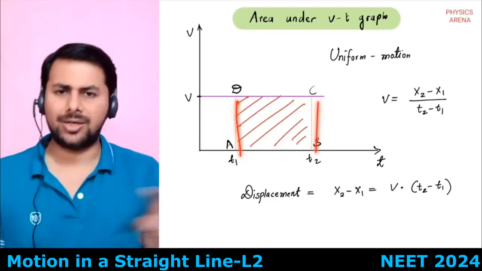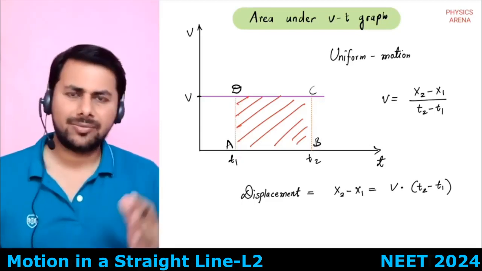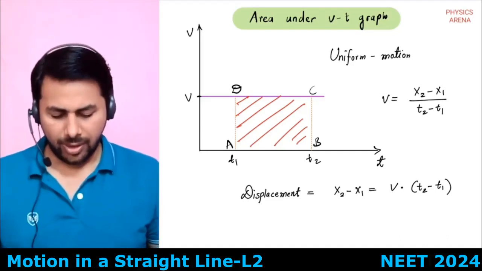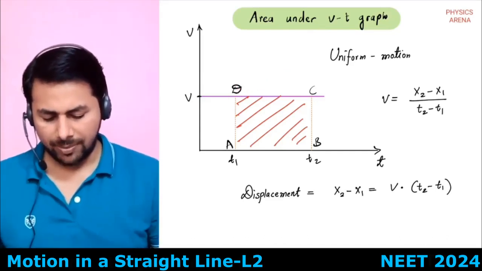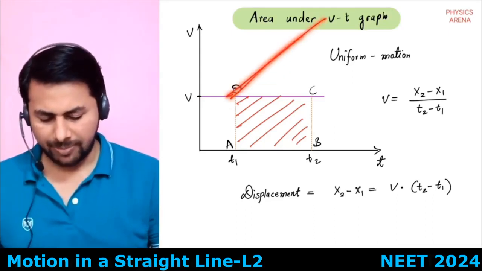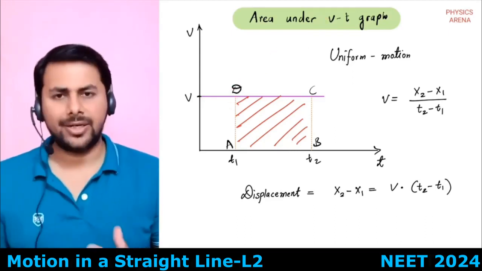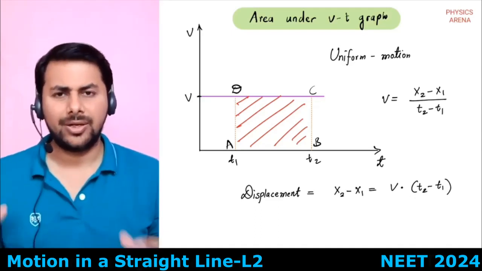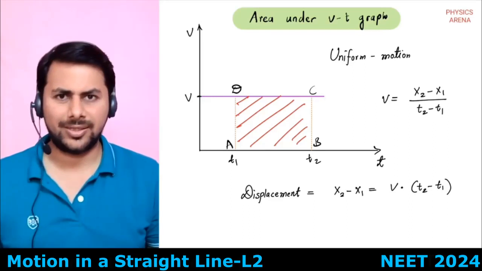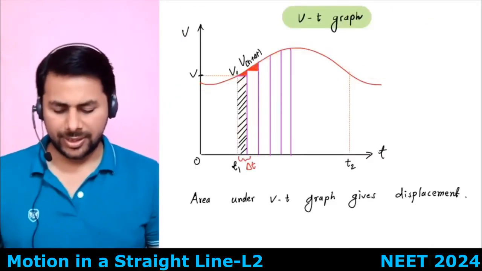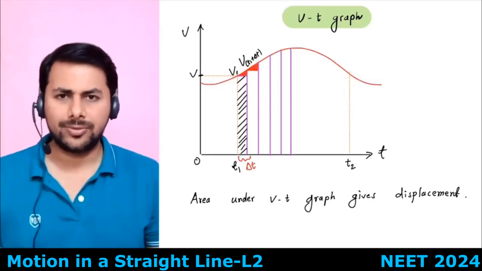It's very simple to find the area if you have a graph like this. This is just a rectangle. Its area is length into breadth. If you have a graph like this, it is still simple. It will be a trapezoid, and its area you can find out. Any regular shape, you can find its area very easily. But if you have a curve like this, if velocity changes like this, then what will you do?